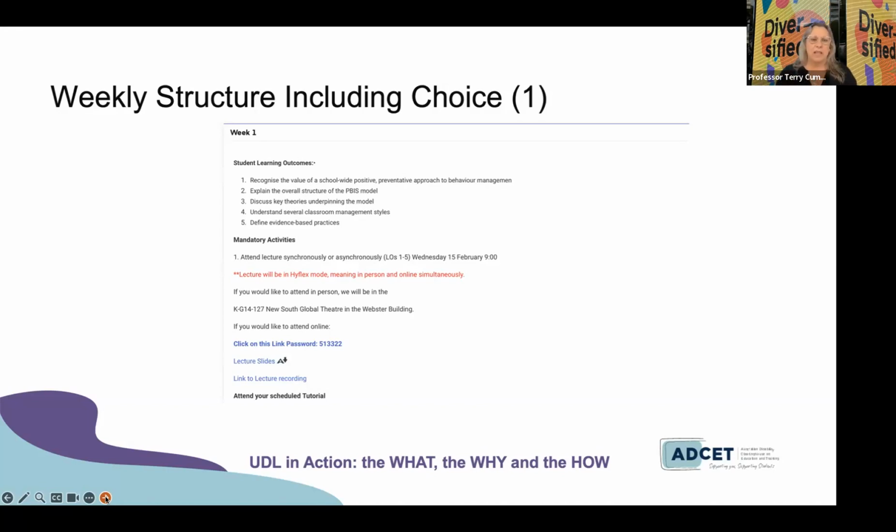The other thing that's mandatory for this particular course, because it's an initial teacher education course, so it has tutorials. So they have to attend their tutorial. And they get a choice when they register whether they want to attend online or in person. But they don't get as much freedom with that because we're accredited by NESA, they have to attend tutorials.